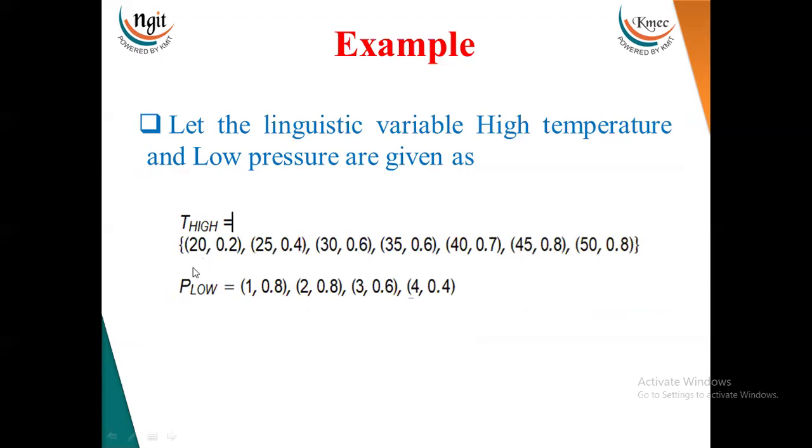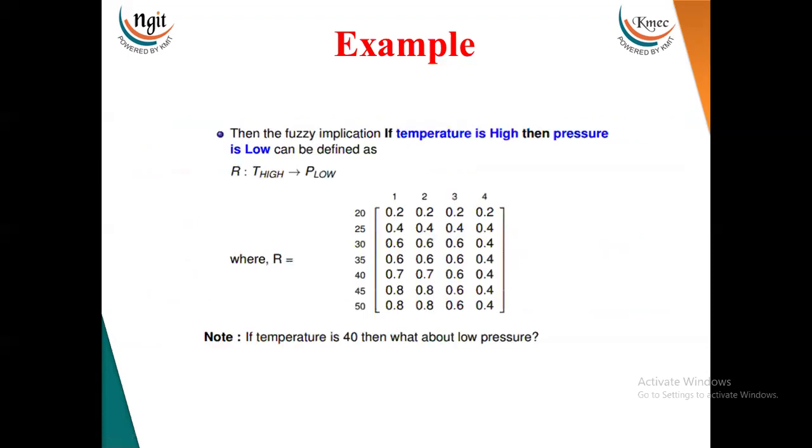So T high and P low are the two linguistic variables. The value of temperature high for 20 is 0.2, for 25 is 0.4. Like that, we have defined all the values over here. And for low P, for 1 it is 0.8, for 2 it is 0.2, for 3 it is 0.6, and for 4 it is 0.5. Now, how will I calculate this? The relation can be calculated by the Cartesian product, that is, the minimum of these.